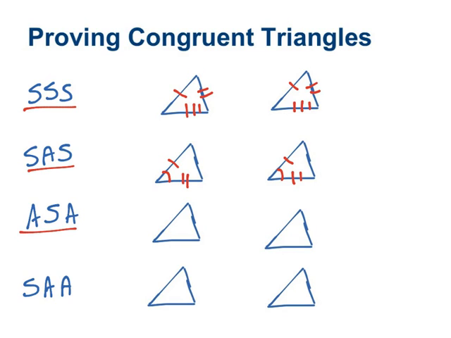Next law is angle side angle. That means if we have an angle, a side, and another angle next to that side, we have 2 congruent triangles. And the last rule is side angle angle.